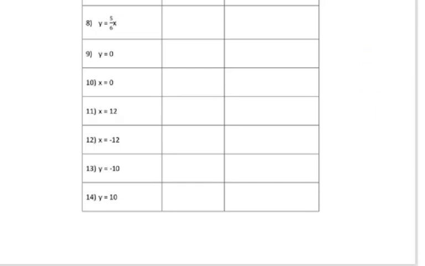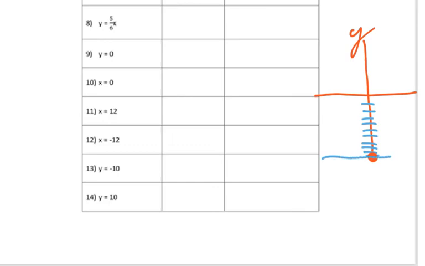Let's look at 13 together. So number 13, we've got an x, we have a y. It says y equals negative 10. You're going to find negative 10 on your y-axis. Then you're going to cut through that axis with a straight horizontal line. That's the line y equals negative 10.